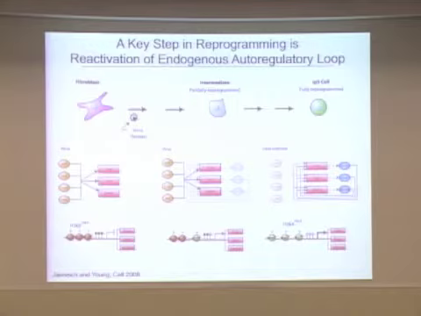And we think the reason it takes so long is that you need multiple rounds of DNA replication in order to acquire this passive, stochastic, and accidental loss of DNA methylation and of histone methylation that's repressing transcription.